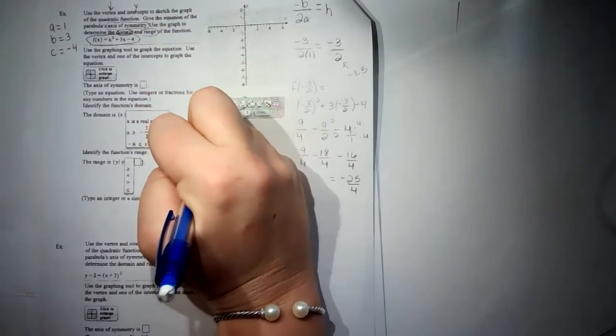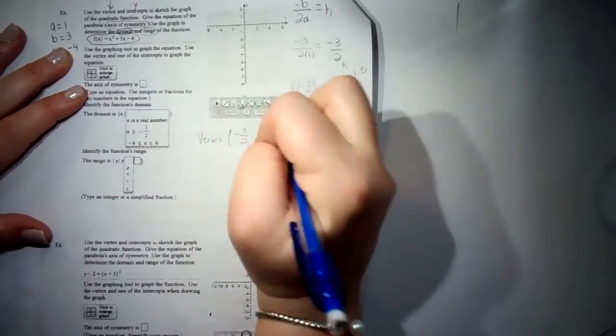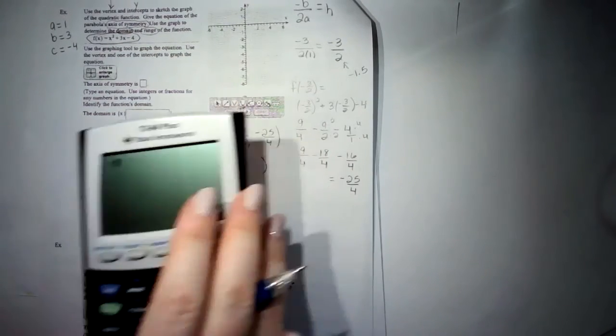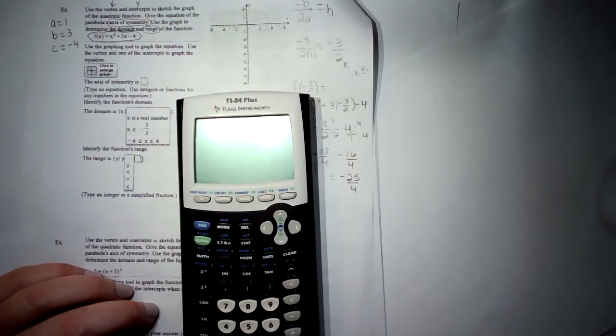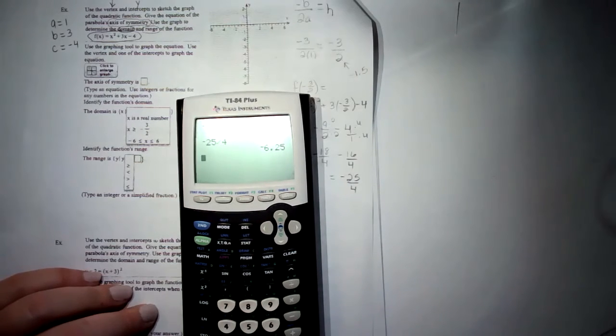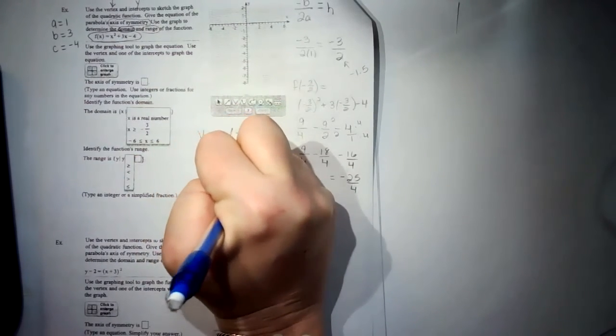Okay, so my vertex is -3/2, -25/4. Okay, I have no idea where that is because I'm just not really a fraction girl. So if you want to rewrite this, put this in your calculator. If I do -3 divided by 2, that's -1.5. If I do -25 divided by 4, that's -6.25. So just to kind of give you an idea of what you're graphing, sometimes that's helpful, okay? So that you at least know where to go.